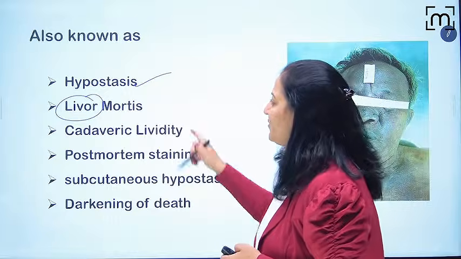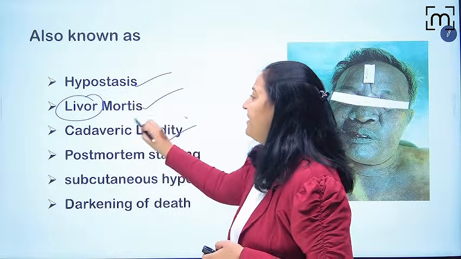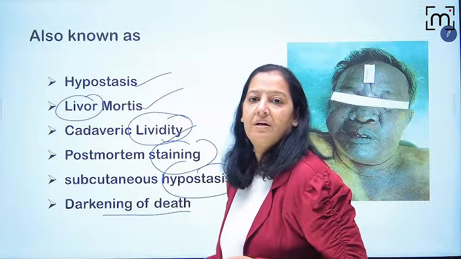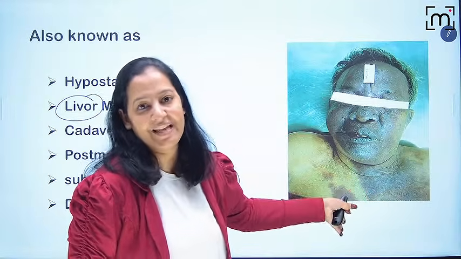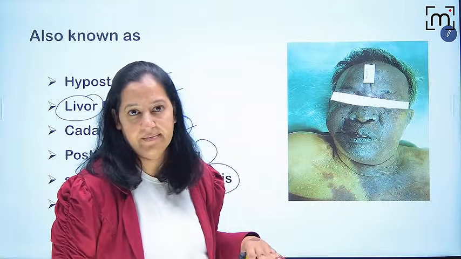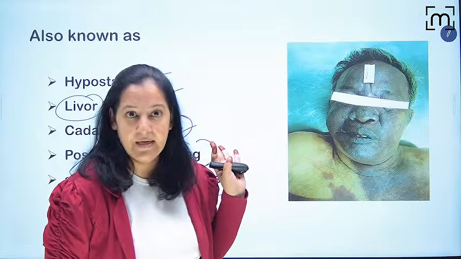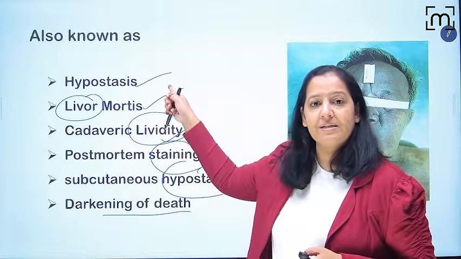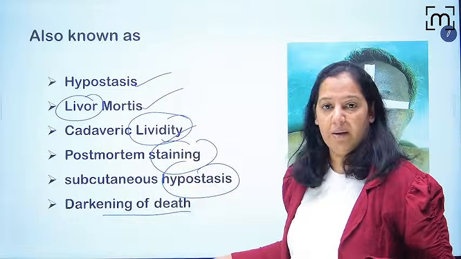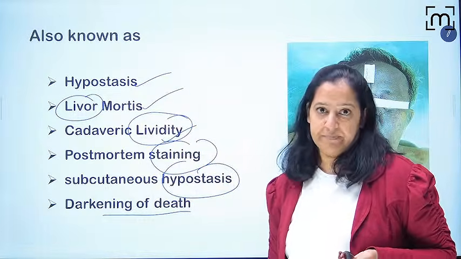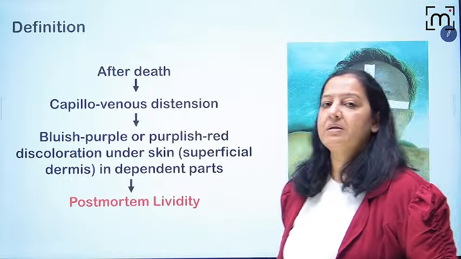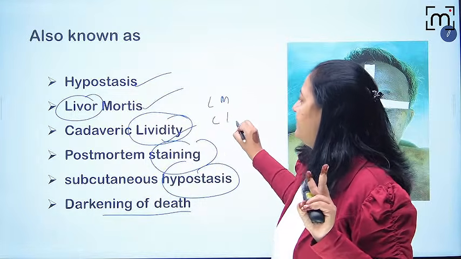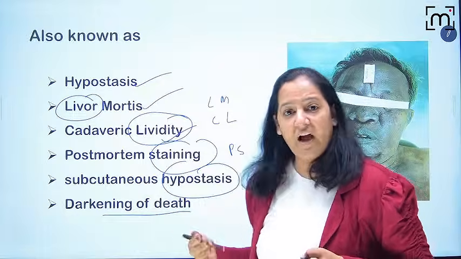Chalo. So it is also known as hypostasis, Livor mortis, cadaveric lividity, postmortem staining, subcutaneous hypostasis, and darkening of death. You can see the dead body stains at various areas. I will tell you which areas. So staining of the dead body is this. It is hypostasis. What I'm teaching you right now, postmortem lividity, also known as hypostasis, Livor mortis. So if you get your long question on any of them, you should be able to identify they are all synonyms. They are all synonyms. Okay. Livor mortis, cadaveric lividity, postmortem staining, darkening after death.